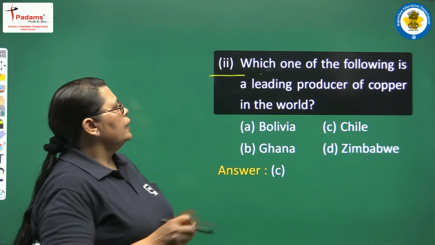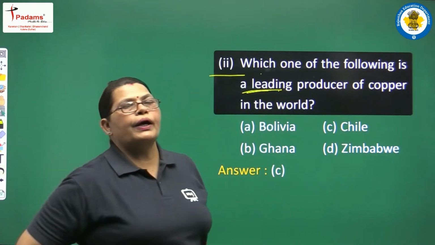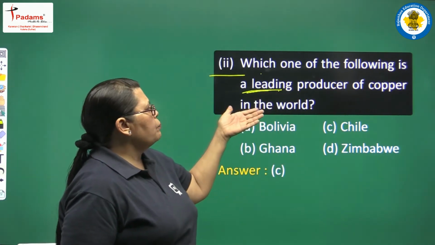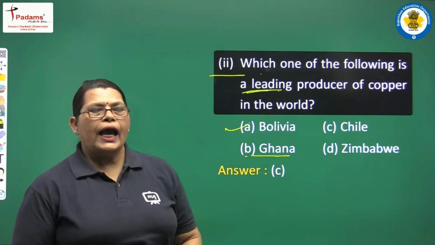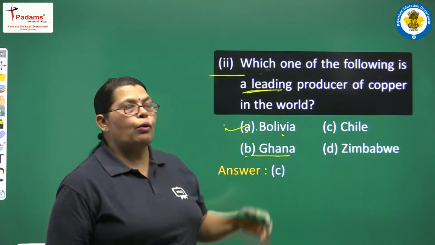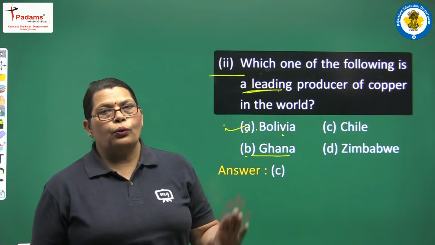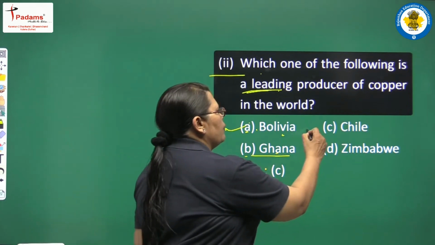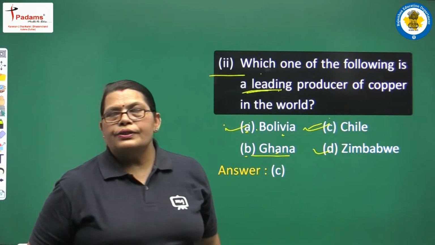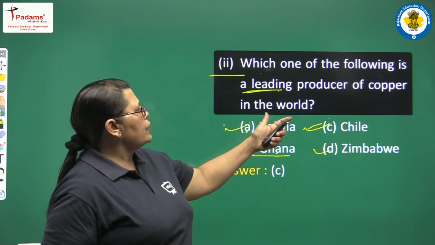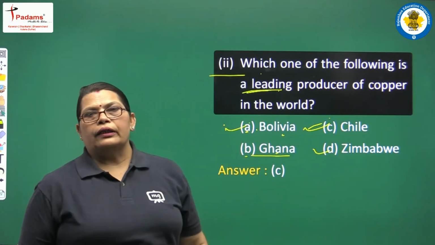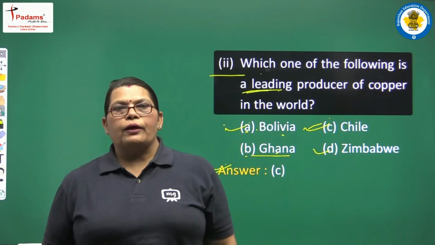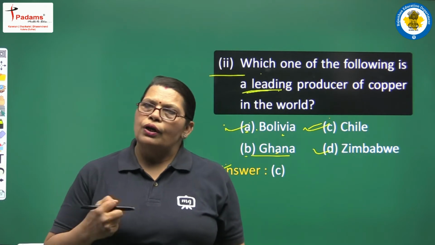Which one of the following is a leading producer of copper in the world? All over the world, who is the leading producer of copper? See, we have options here. First option is Bolivia. Is it right or wrong? No, this one is not right. Second one is Ghana. Ghana is not a suitable answer. Third one is Chile. And the fourth one is Zimbabwe. And the correct answer for the producer of copper is Chile. So our answer C is Chile. The answer is totally correct, because Chile is the largest producer of copper.